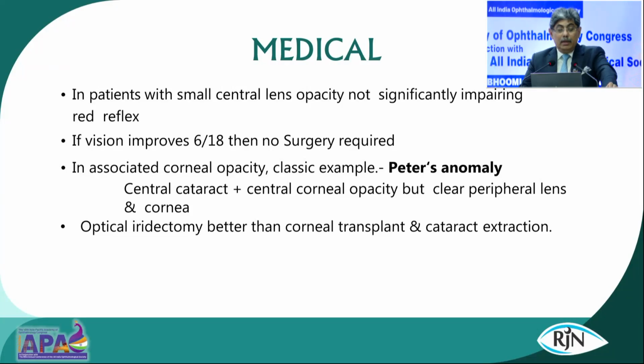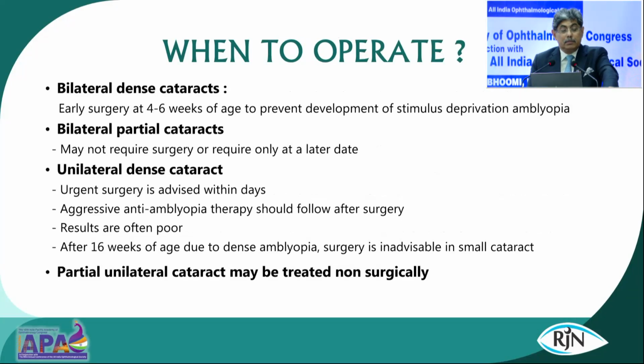In patients with small central lens opacity, not significantly impairing the red reflex, we can go for medical management. We may put him on dilating drops, and if the vision improves to 6/18, then no surgery is required. In associated corneal opacity, like in Peters anomaly, where there is a central corneal opacity associated with central lenticular opacity and nearly clear peripheral lens and cornea, optical iridotomy is a better option in such cases than corneal transplant and cataract surgery.